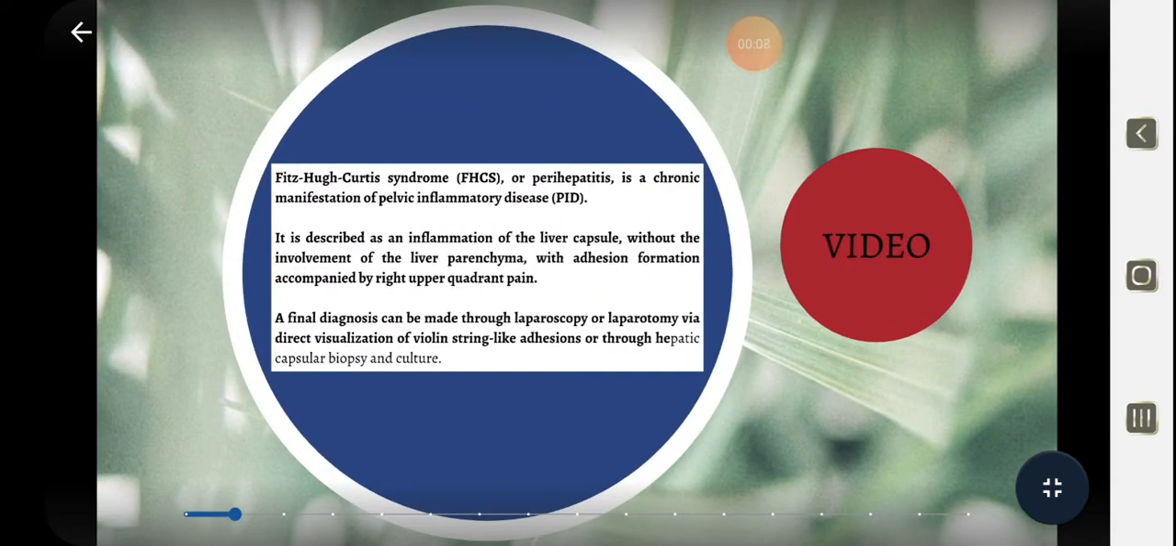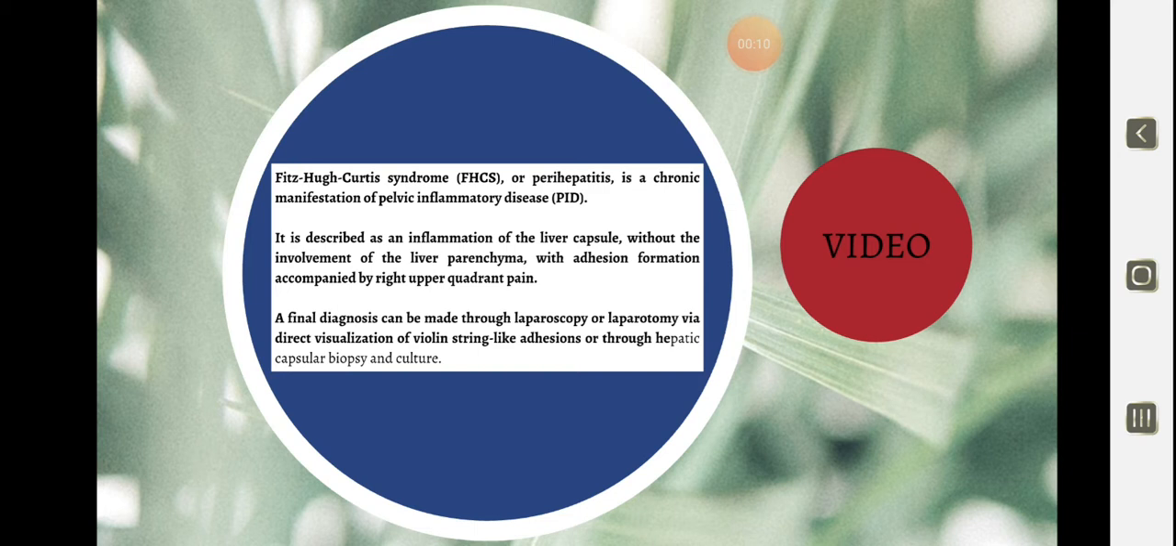Fitz-Hugh-Curtis Syndrome is a chronic manifestation of pelvic inflammatory disease, PID. It is described as inflammation of the liver capsule without the involvement of the liver parenchyma, with adhesion formation accompanied by right upper quadrant pain. A final diagnosis can be made through laparoscopy or laparotomy via direct visualization of violin string-like adhesions or through hepatic capsular biopsy and culture.